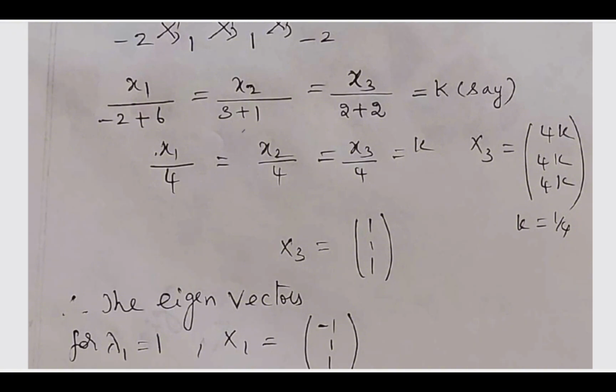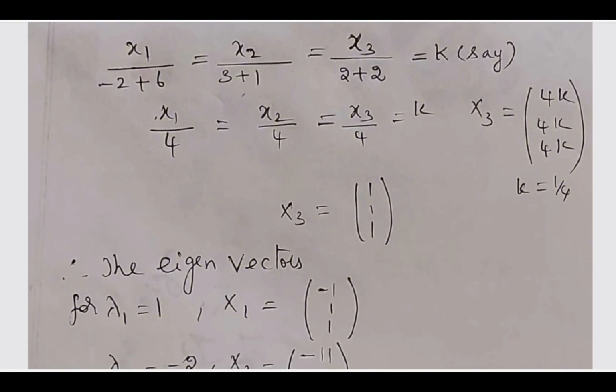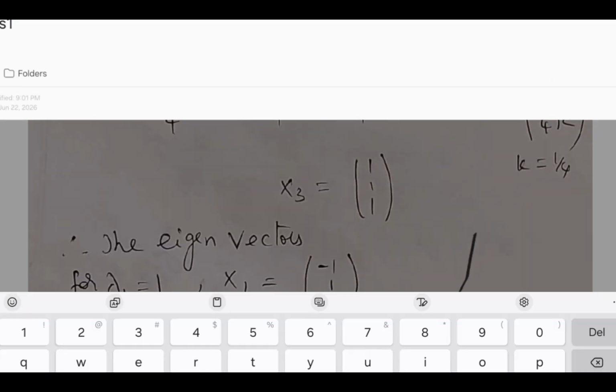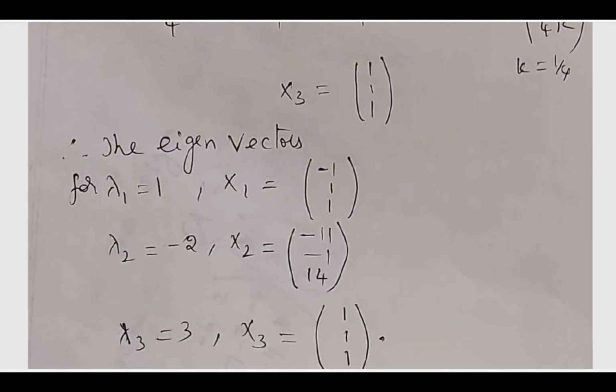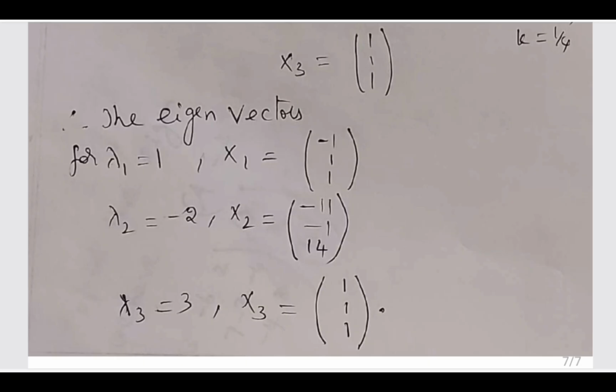So for the third eigenvalue, the third eigenvector is 1, 1, 1. Therefore our eigenvectors are: for lambda 1 equal to 1, the vector is minus 1, 1, 1. For lambda 2 equal to minus 2, your vector is x2 equal to minus 11, minus 1 and 14. And for lambda 3 equal to 3, your vector is x3 equal to 1, 1, 1.